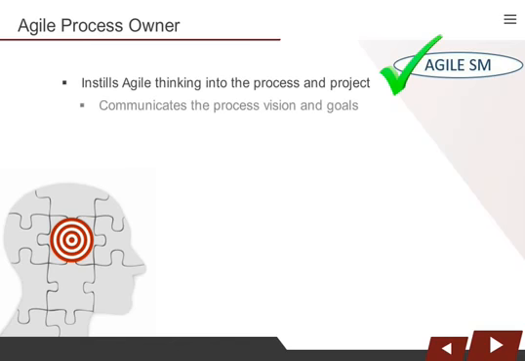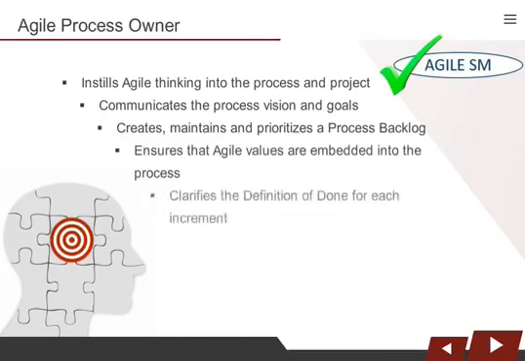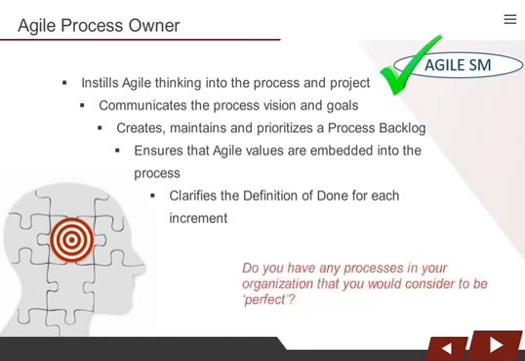You can see some responsibilities of an agile process owner here. They are responsible for instilling agile thinking into a process, which can be a significant change for some organizations. As part of this, they will create a process backlog to address any areas where the process is not delivering value. Every process should be inspected regularly to identify areas for improvement. Do you have any processes in your organization that you would consider to be perfect? Most processes will have at least a few areas where they can be improved.